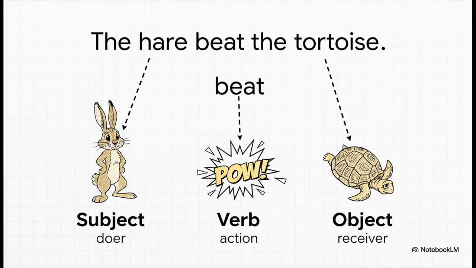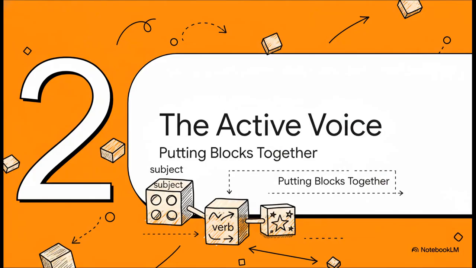Let's put these three pieces together with a really famous example. The hare beat the tortoise. See, it's pretty simple. The hare is our subject, he's the doer. Beat is our verb, that's the action. And the tortoise is our object, he's the one receiving the action. So now we've got our three building blocks, the subject, the verb, and the object. Now, when we put them together in that exact order, subject, verb, object, we create the most common type of sentence you'll find in English.